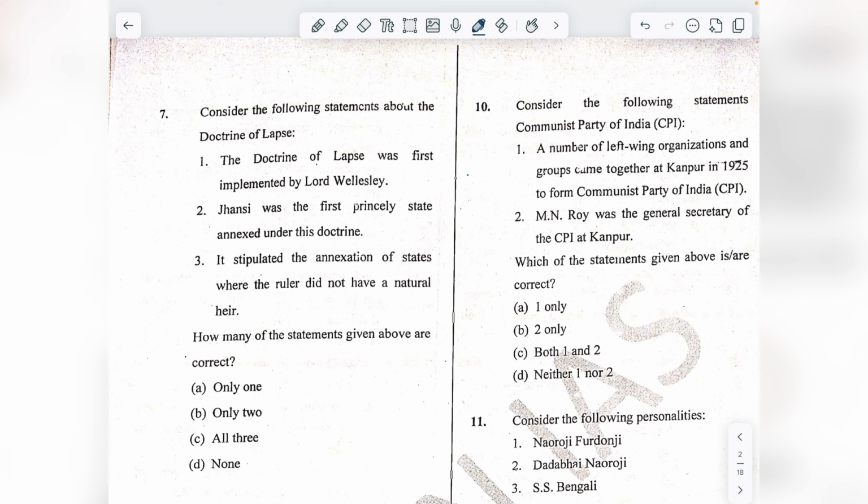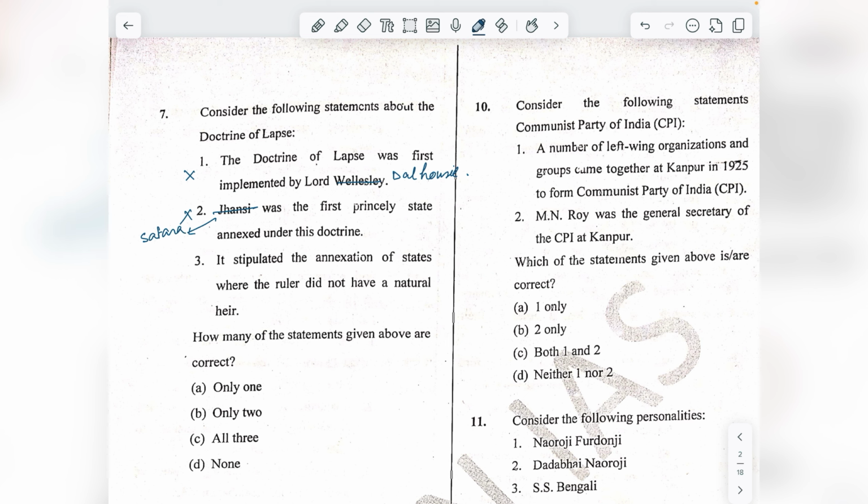Number 7 question. Consider the following statements about the doctrine of lapse. Number 1 statement: the doctrine of lapse was first implemented by Lord Dalhousie, not Wellesley. So number 1 statement is wrong. Second statement: Jhansi was the first princely state annexed under the doctrine. Not Jhansi, Satara. So number 2 statement is wrong.